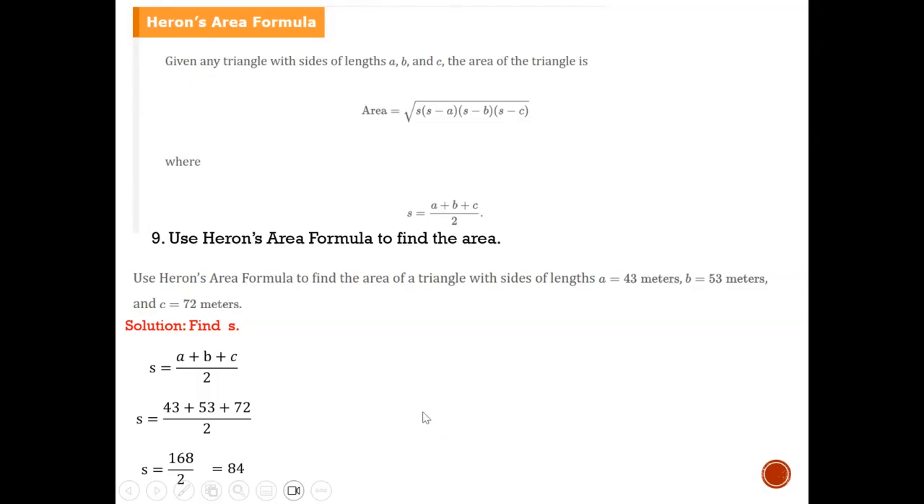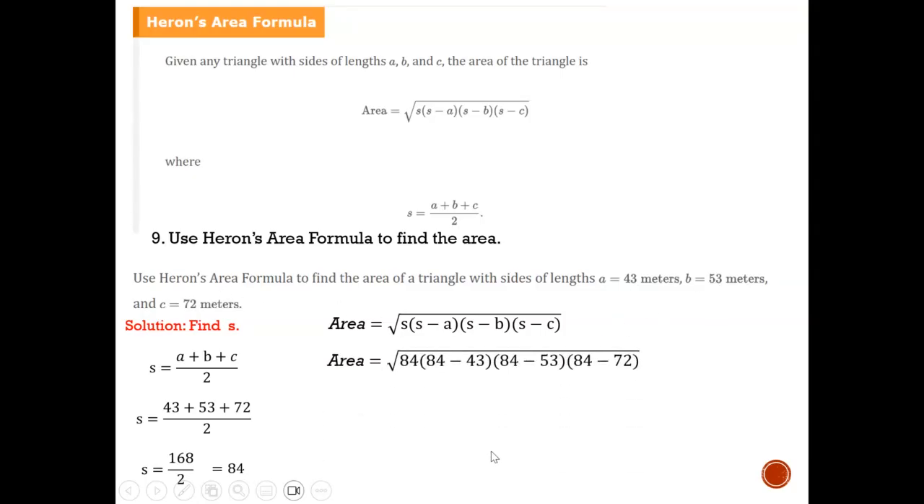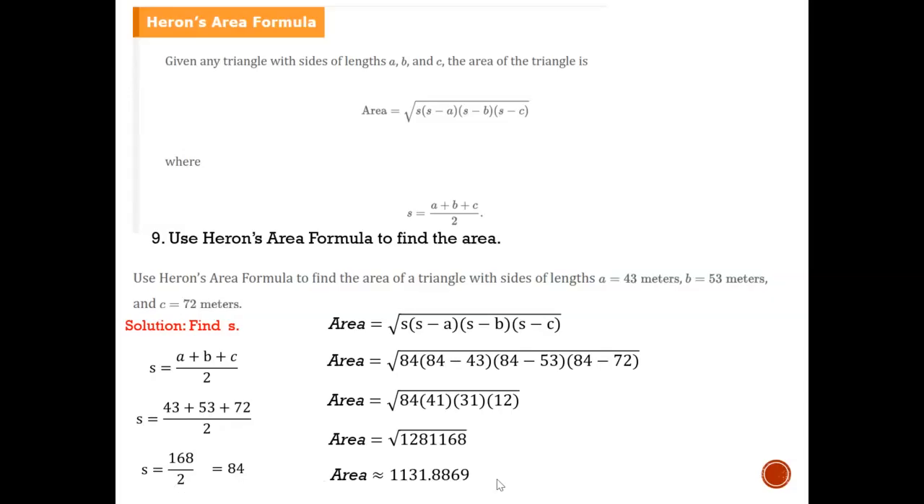Now we go back and plug into the area formula, right? So S is 84, A is 43, B is 53, and C is 72. Plug everything in. Right, so simplify here, then we multiply it out. We're going to get the square root of 1,281,168, and the square root of that is something like 1,131.8869. Rounded to two places, it's going to give us 1,131.89 square meters. That's the result.